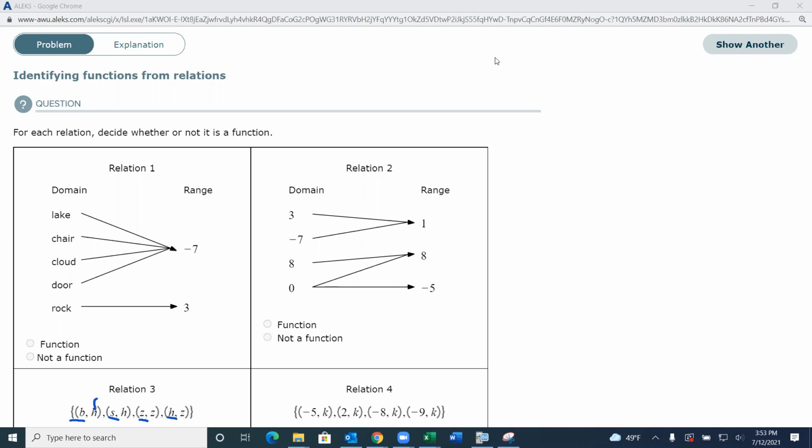Now, H was used more than once in the range, and so is Z, but when I am determining if something is a function, I don't care about the range. I'm only looking at the domain. So this one is a function. How about number 4? -5, 2, -8, -9. None of those X values got used more than once. So yes, this one is also a function. So number 2 is the only one that was not a function on this problem.